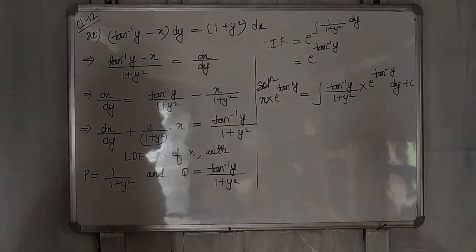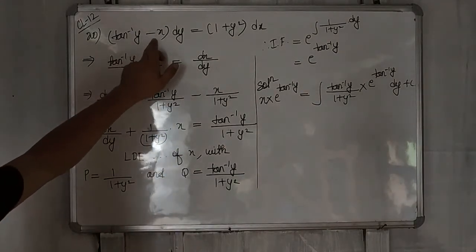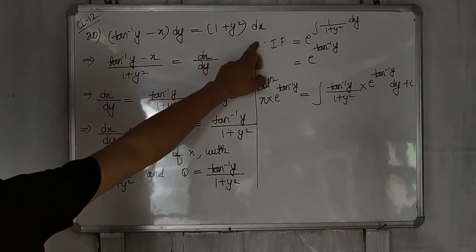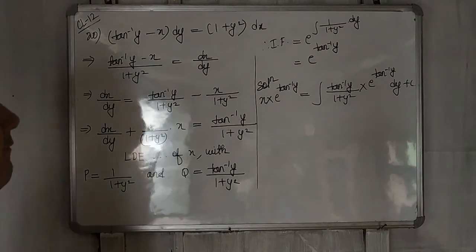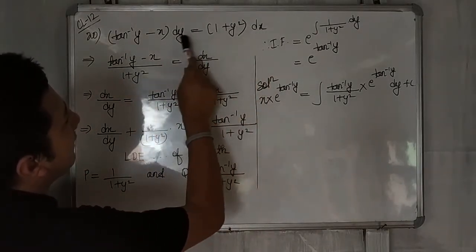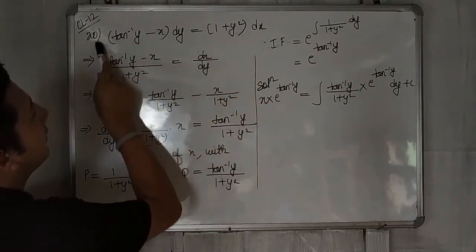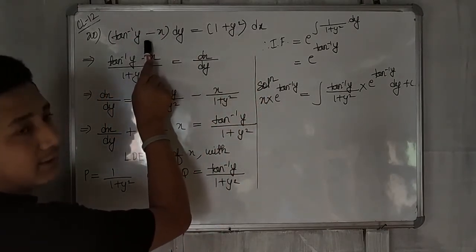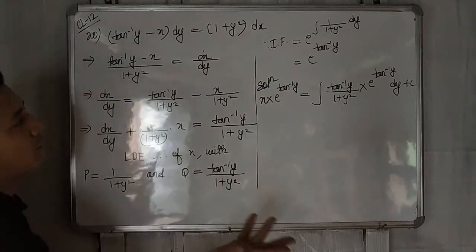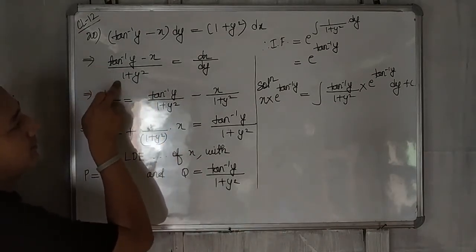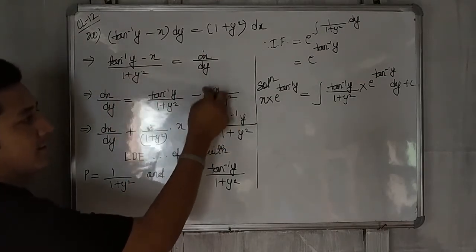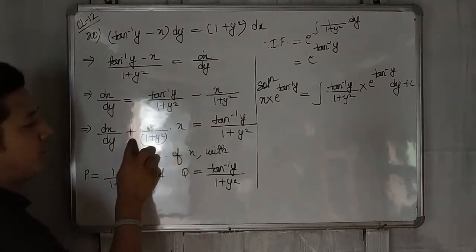In question number 20, the question is (tan inverse y minus x) into dy is equal to (1 plus y squared) into dx. So from here I am finding the value for first dx by dy. So dx by dy will be (tan inverse of y minus x) divided by (1 plus y squared). Okay, and now what to do? Split it term by term. This by this minus this by this. Okay, third step, take this to the left hand side, it becomes plus.